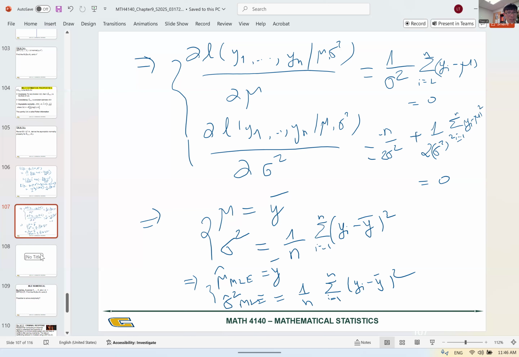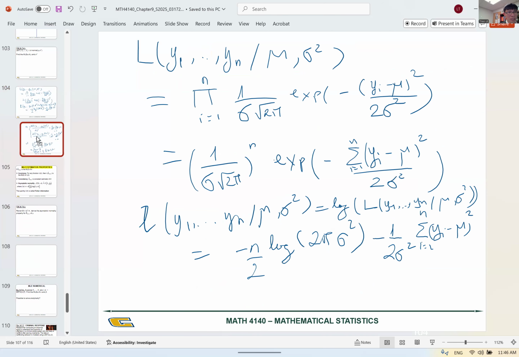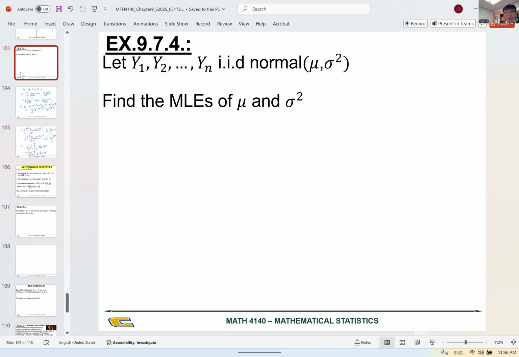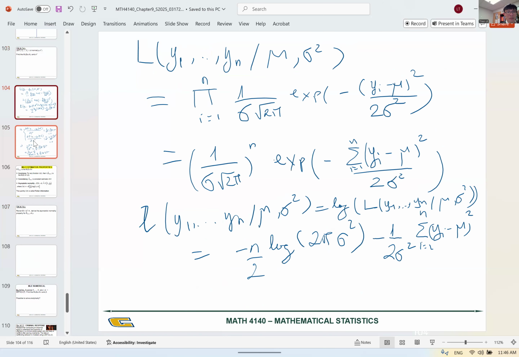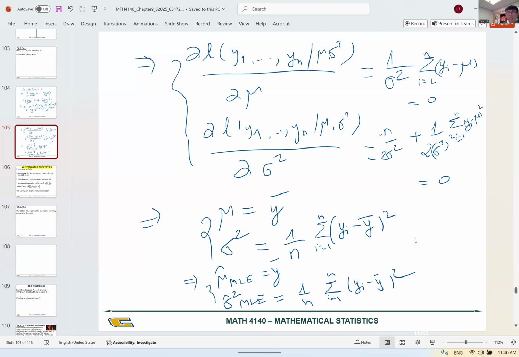Okay. From that, I think we put in the wrong order here, so it should be here, right? Okay, so you want to find the MLE for mu and sigma square, which is the y bar and the sample variance, but we use the biased version. So this is a biased estimate for small n, but asymptotically it will be unbiased too.